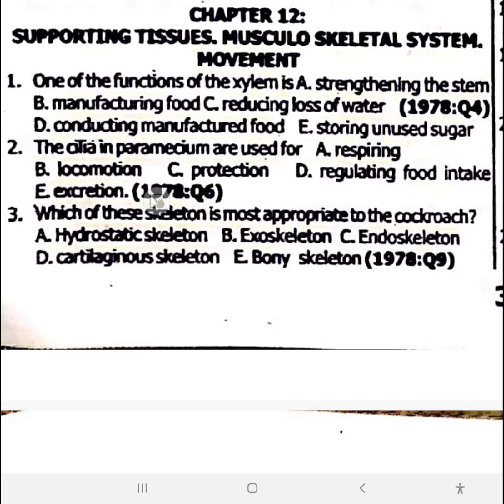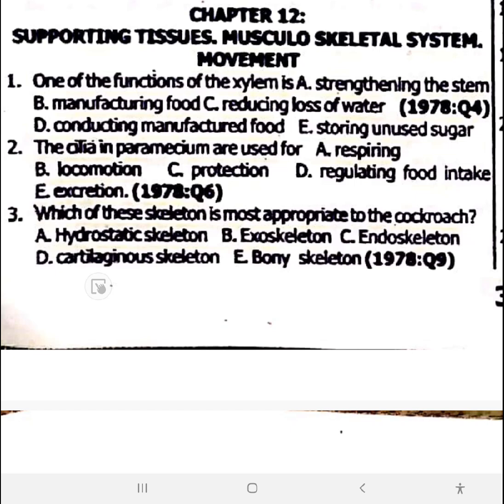Next, pseudopodia, P-S-E-U-D-O-P-O-D-I-A. Pseudopodia equals amoeba. So number 2 is locomotion. Number 3, which of these skeletons is most appropriate to the cockroach? Types of skeleton. Number 1, hydrostatic skeleton equals earthworm. I'm just writing it like that for me. I don't want to give too many notes in terms of sentences. I want to give a very brief summary. Next, exoskeleton equals snails, turtle, arthropods. And lastly, endoskeleton equals man and most vertebrates.